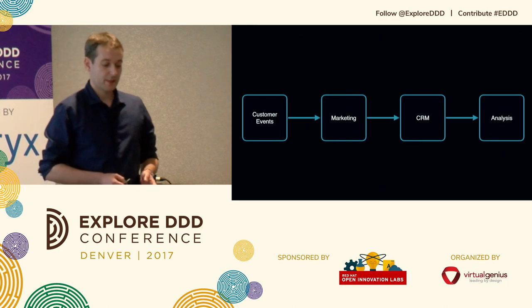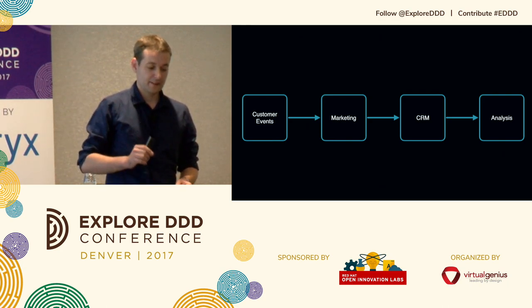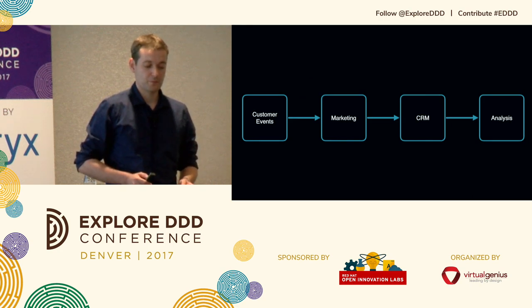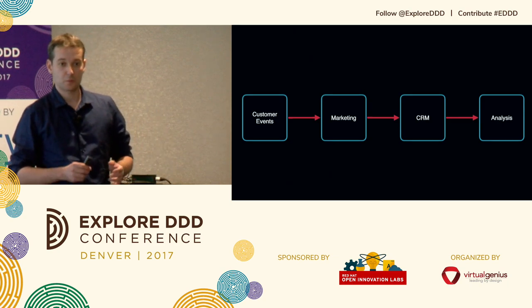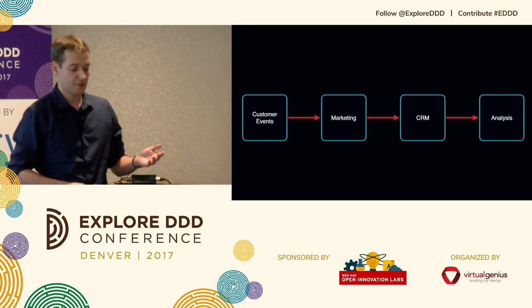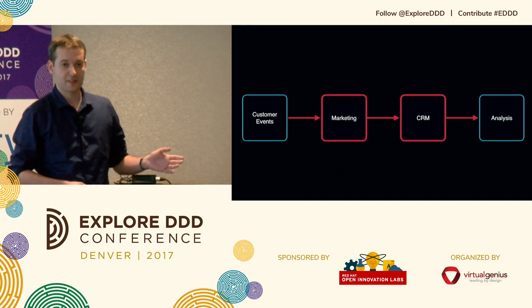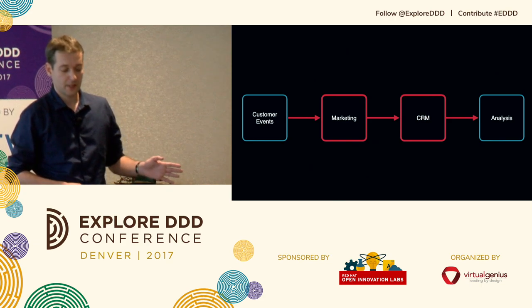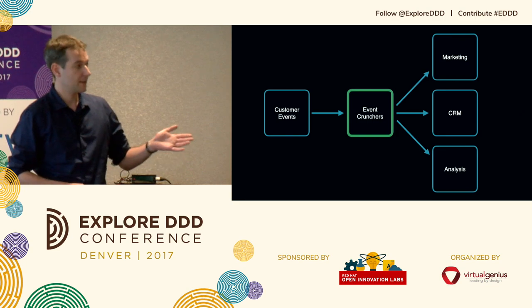After the CRM was rolled out, we noticed that there was an implicit domain hiding across marketing and CRM. Whenever the process of handling incoming customer events was modified, we had to introduce changes both in marketing and CRM. And since conceptually this process didn't belong to any of them, we decided to extract it into its own bounded context, Event Crunchers.